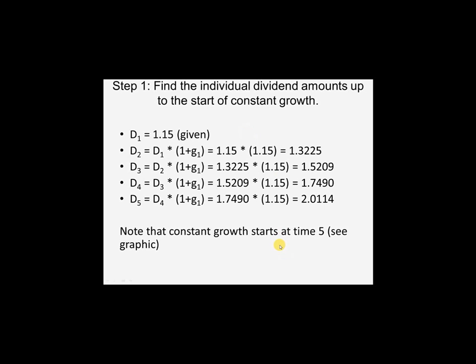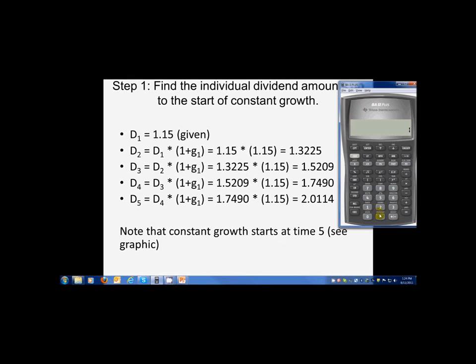Okay, so step 1 of this problem is to find the individual dividend amounts up to the start of constant growth. Now they told us that the first one was equal to $1.15. Just take $1.15 and I'm going to store it in location 1. That puts it in memory location 1.